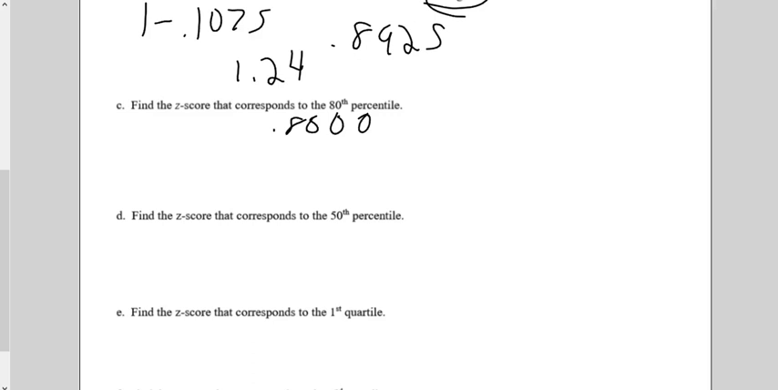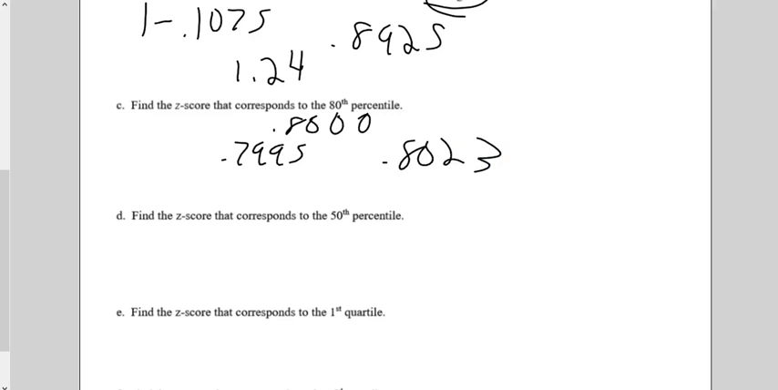So if you look at 0.85, that is 0.8023, and 0.84 is 0.7995. Now we talked about this in class. So it's between 0.7995 and 0.8023.